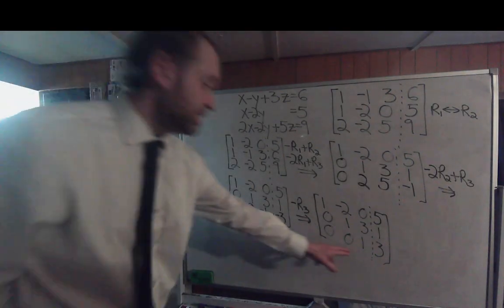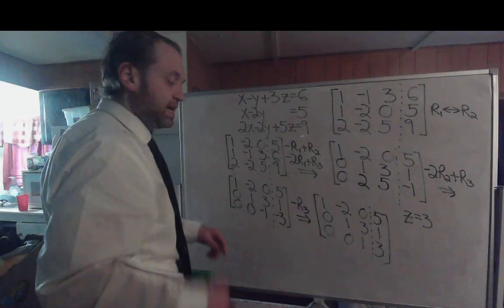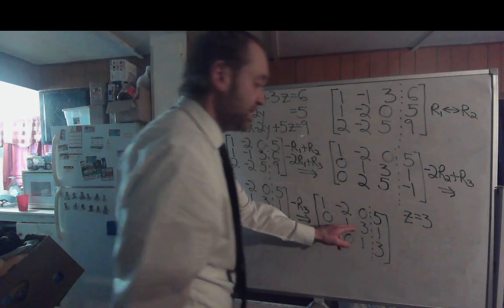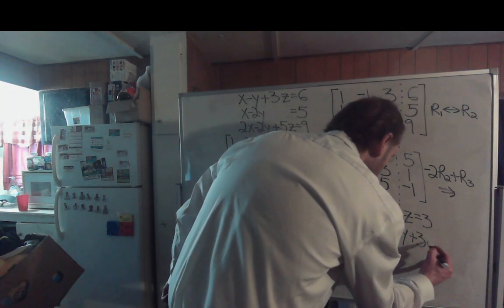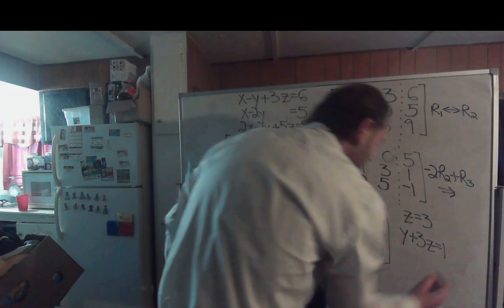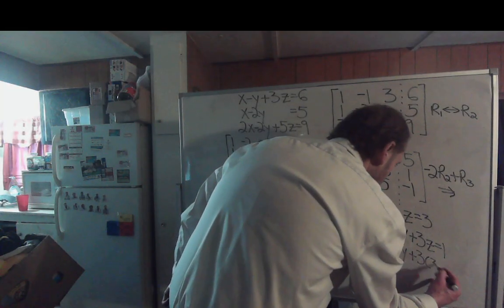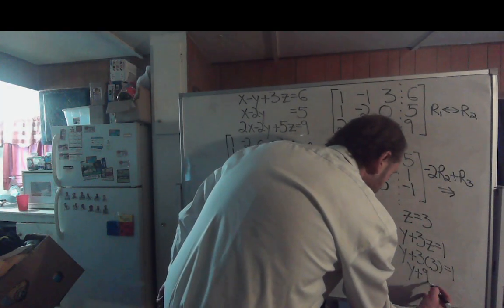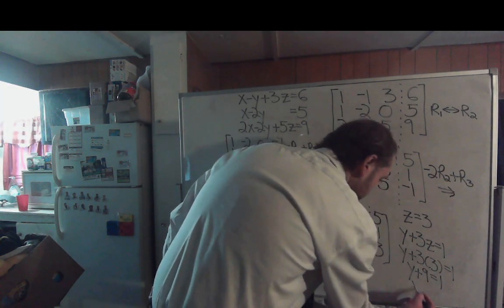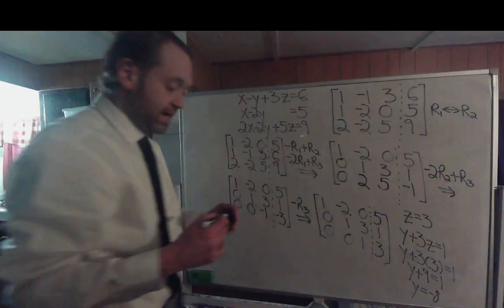This tells you here that z equals 3. So we got our z value of 3. Now all we have to do is take that z value of 3, put it into the second row, which makes the equation y plus 3z equals 1. So take y plus 3 times 3, set that equal to 1. Y plus 9 equals 1, which means y equals -8. So we got a y value of -8.